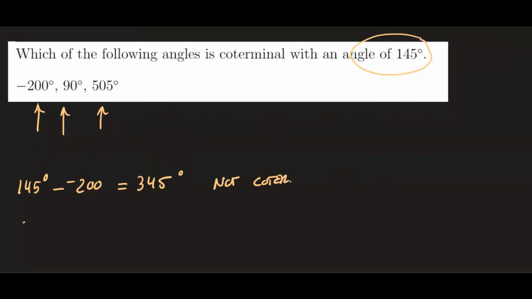Now what about 90 degrees? So let's test. We take 145 and take their difference. We can tell it's definitely not, because 145 minus 90 will be 55 degrees. That's not a multiple of 360, so not coterminal.